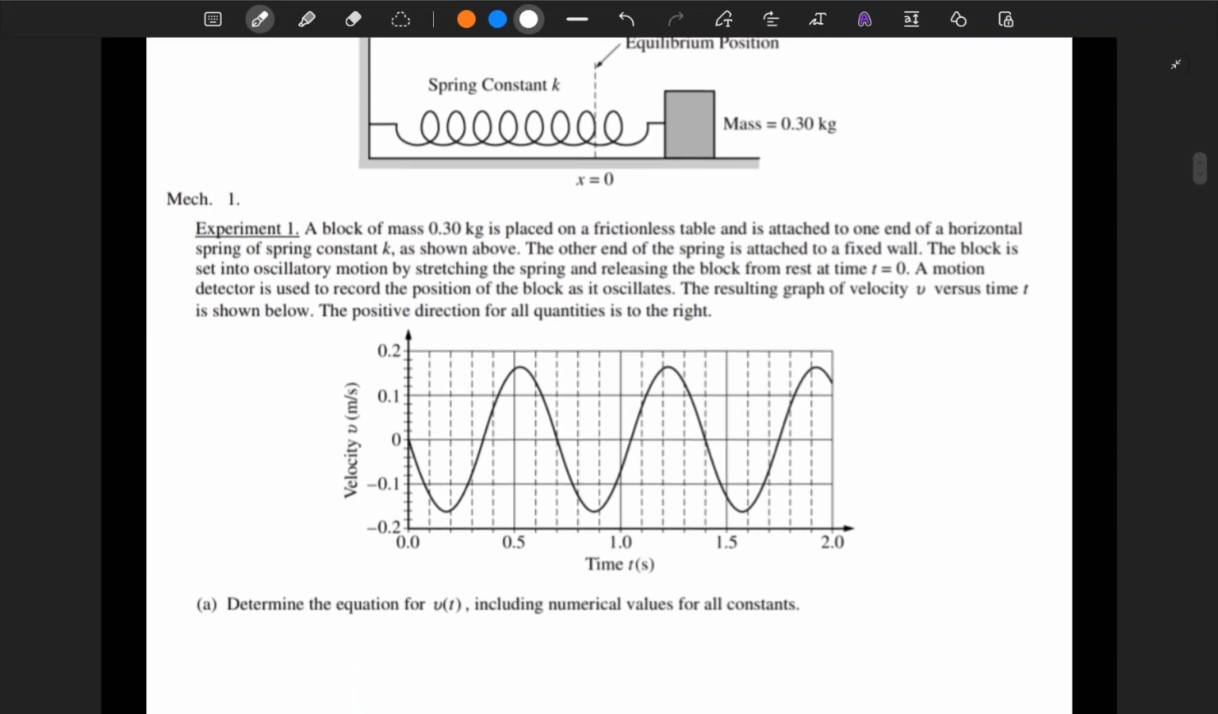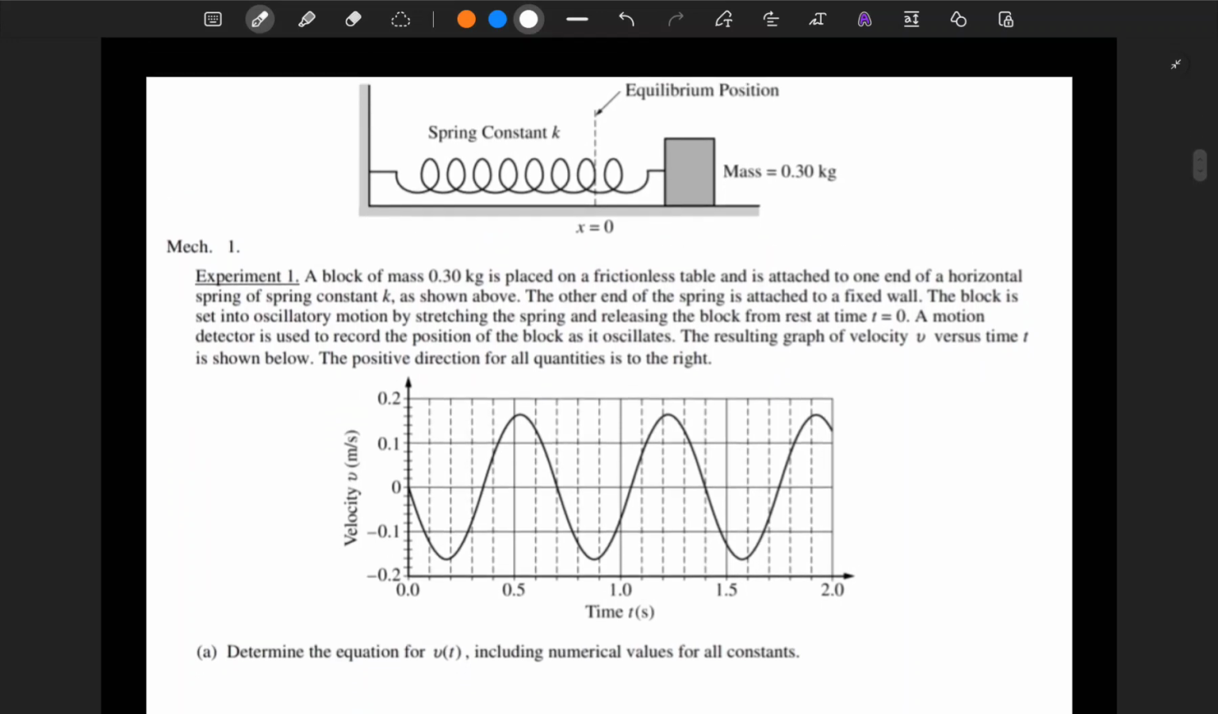To start, consider the following experiment. A block of mass 0.3 kilograms is placed on a frictionless table and is attached to one end of a horizontal spring of spring constant k, as shown in the figure above. The other end of the spring is attached to a fixed wall.